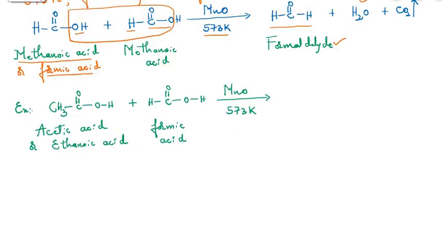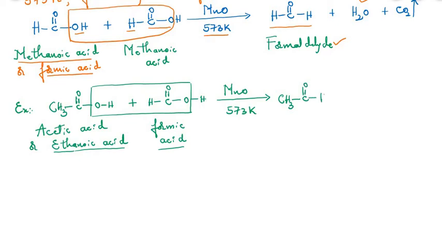So in the second example students, we are using here ethanoic acid, which is also called acetic acid, and the second molecule is the same, the methanoic acid or the formic acid. Again here also the same thing, the OH group is lost from ethanoic acid, and the formate group which is lost from formic acid. So this is the formate group here, so this will be eliminated. So here we will get an aldehyde other than formaldehyde. So the aldehyde is CH3, C double bond O and H, and we will be having the loss of water molecule H2O and CO2.